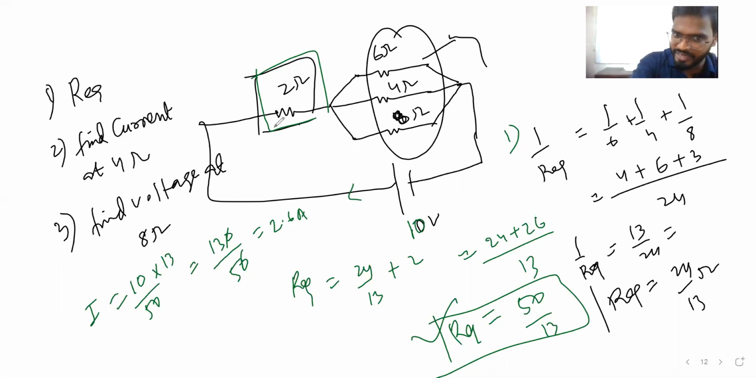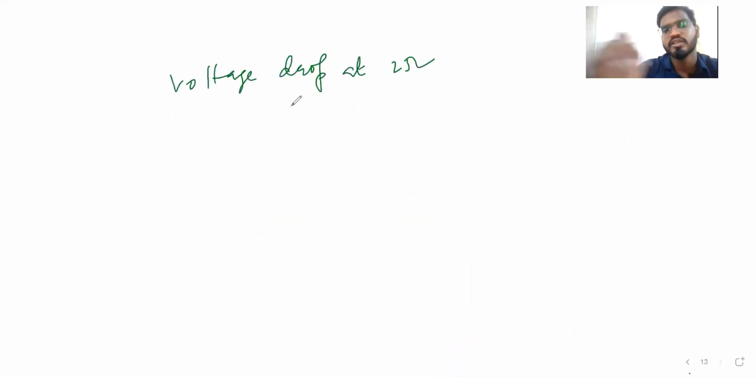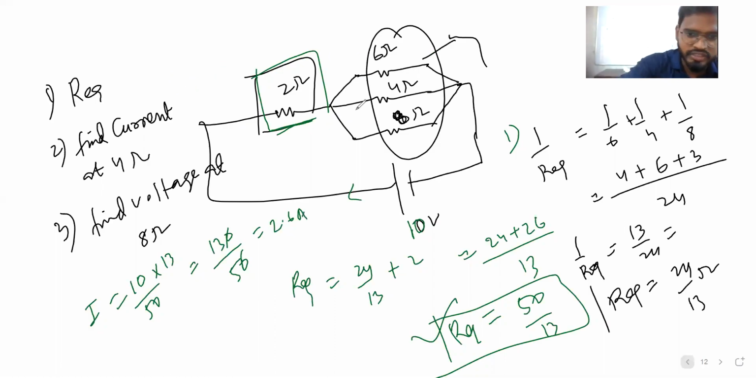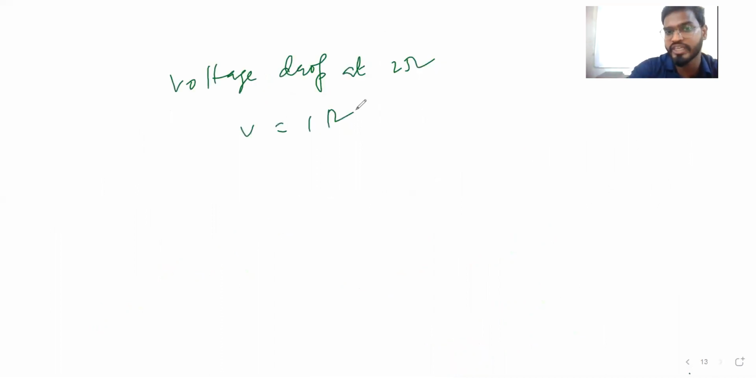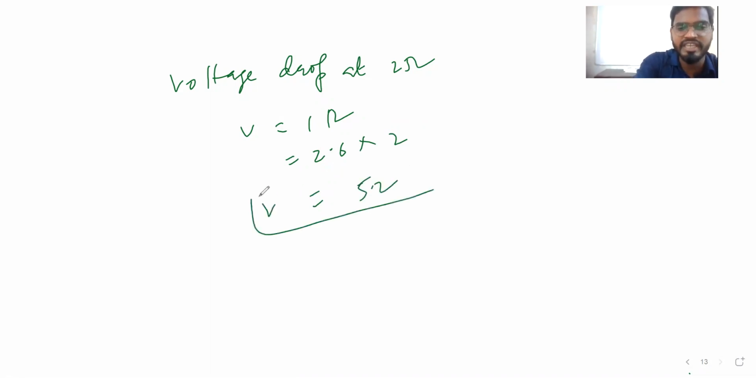So this current will come all the way here, and then only it will split here. So till there we can find how much voltage is used by 2 ohm. V is equal to IR, right? Voltage drop at 2 ohm is 2.6 into 2, so it is 5.2. That is the voltage at 2 ohm.